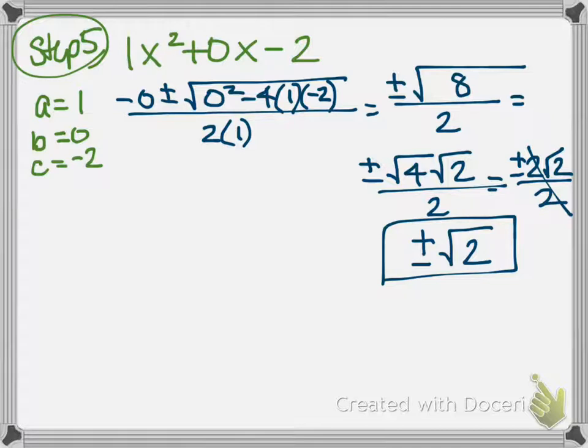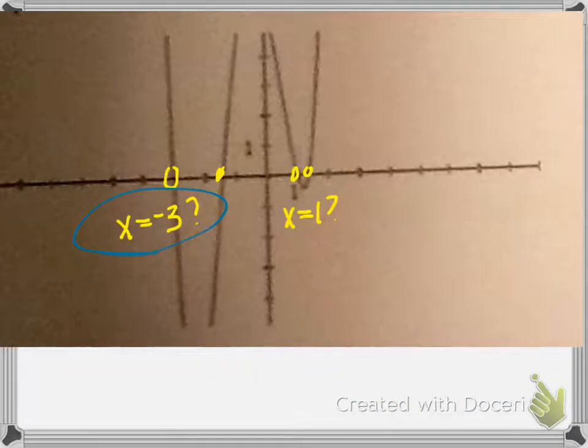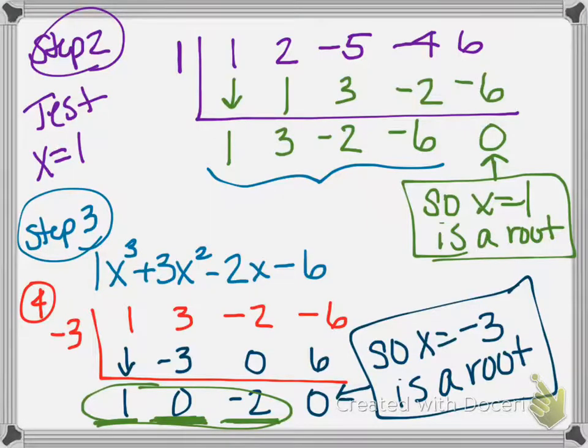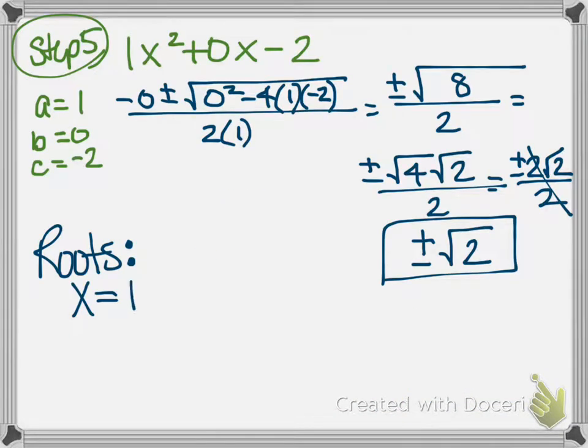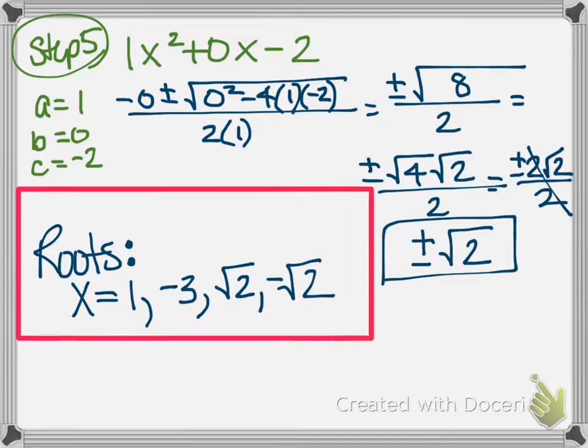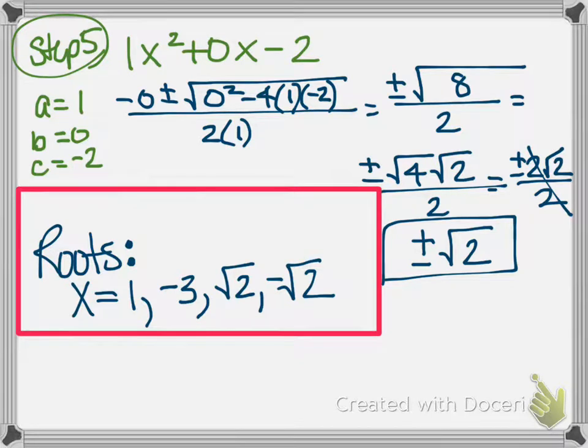Alright, so lastly, we write out the roots. X equals, what did we find? We found 1, negative 3. So x equals 1, negative 3, positive square root of 2 and negative square root of 2. So there is my final answer for this question.